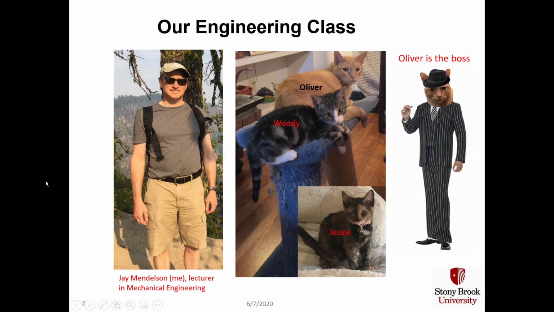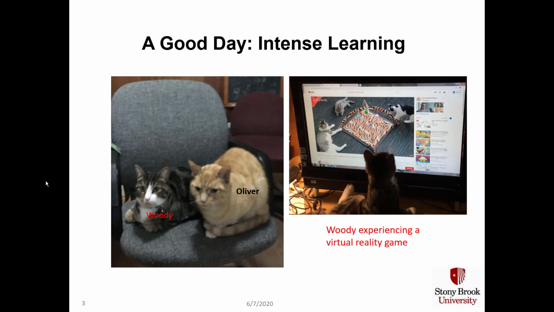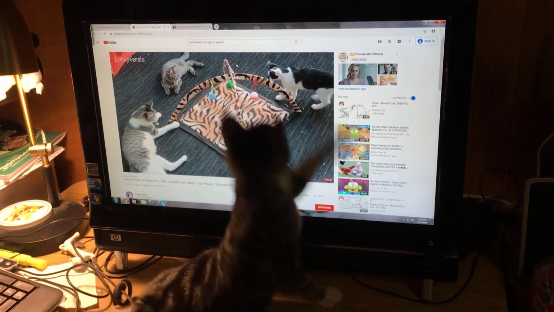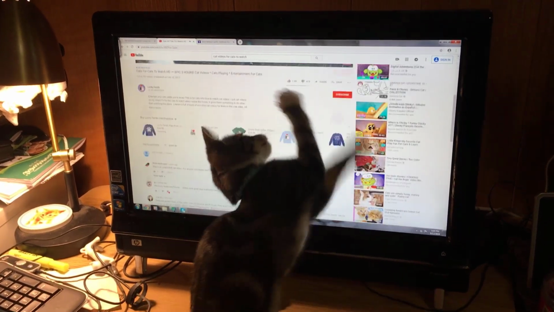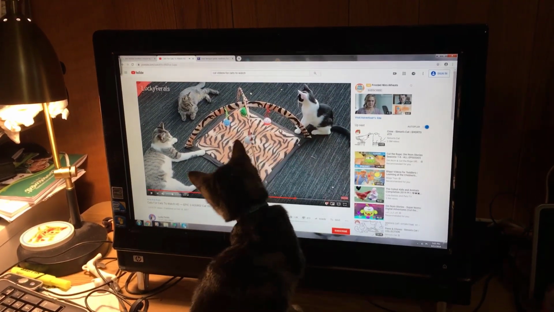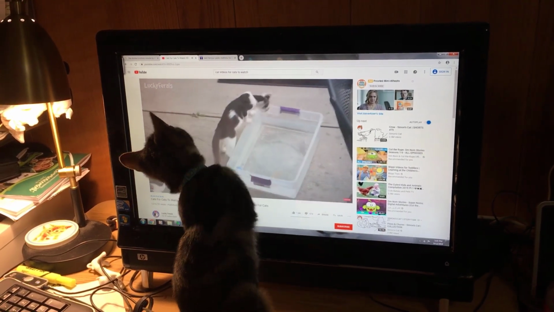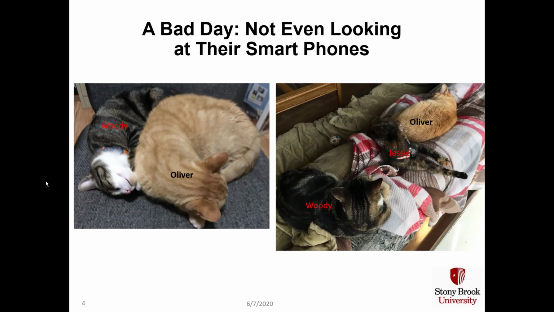That's homeworks number 1 and 2. I wanted to introduce you to some members of your class. There's me on the left, and on the right we have Oliver, Woody, and Jesse, and you know who's in charge of this class. Some days your classmates are very, very intense, and they really learn their vector mechanics. Other days, not so much. Looks like this crew's going to need some extra credit to catch him up.